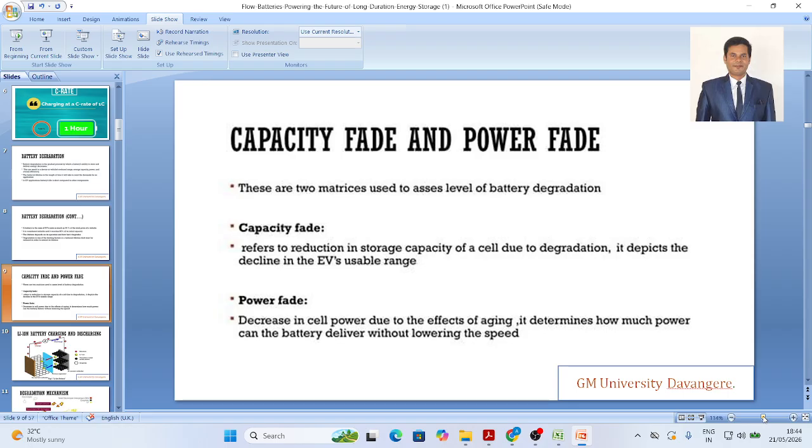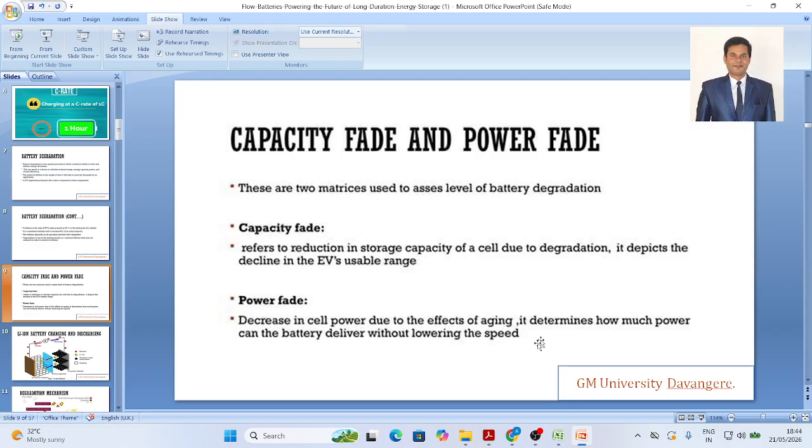So here the capacity fade tells us about the reduction in storage, meaning the battery is not able to store energy for longer times, right? There is a reduction in the total energy the battery can store as it ages. That is called the capacity fade, right? The capacity fade says the battery doesn't have that much capacity to store energy, and it is because of aging factors.